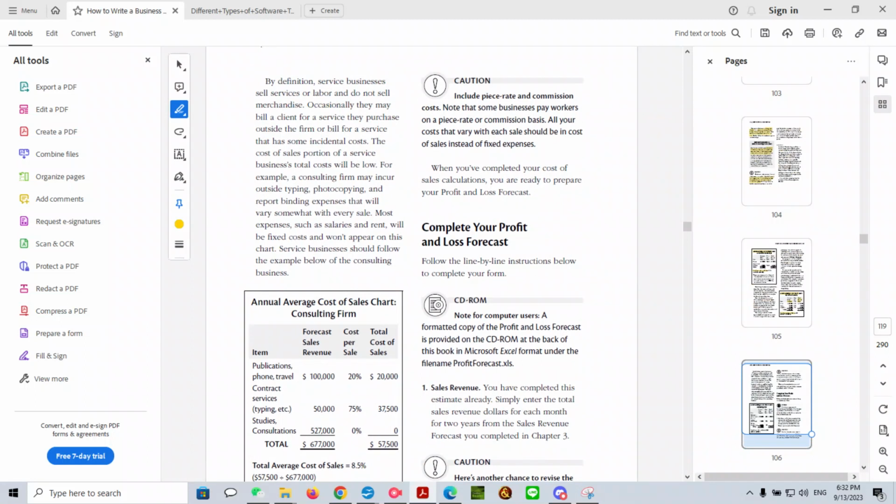Now, by definition, service businesses sell services and labor; they do not sell merchandise, as you know. Occasionally, you may bill a client for a service and they purchase outside of the firm, or bill for a service that has incidental costs. That means the cost of sales portion of a service business's total cost will be low. For example, a consulting firm may incur outsized typing, photocopying, or recording expenses that will vary somewhat from every sale. Most expenses such as salaries and rent will be fixed costs. So remember, we have fixed and we have variable costs. They won't appear in this chart.